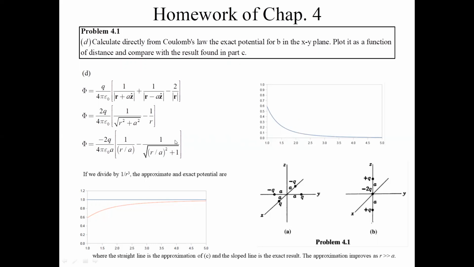So to compare these two, we just plot them in one figure and multiply both by r to the power of 3. Then we can find the result as this. The straight line is the result C, and the sloped line is the result D. So you can easily check that when r is bigger, these two results get closer. Okay.